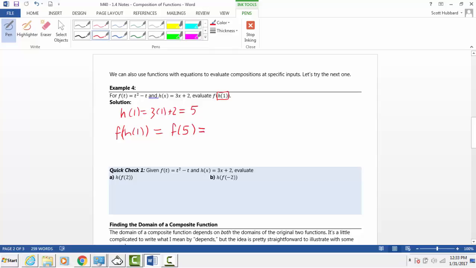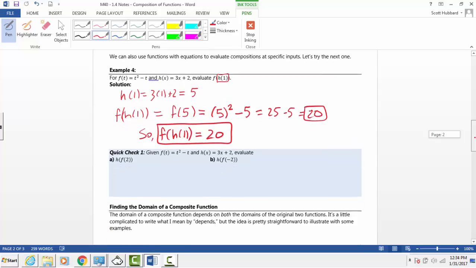F of 5. And so this is our input now, 5. And so we're just going to plug 5 in to wherever we see t. So what does f do? F takes in an input, t, and what does it do to it? It squares its input and takes it away. So this is going to become 5 squared minus 5. And that's 25 minus 5, which is 20. So we answered the question: what was f of h of 1? That was 20.